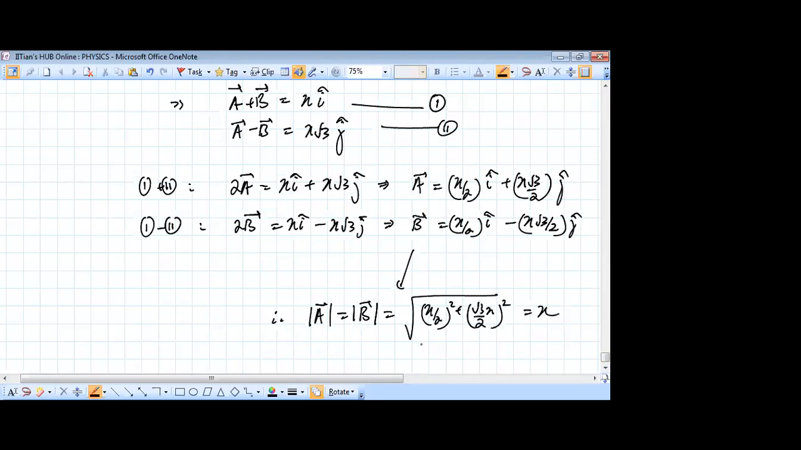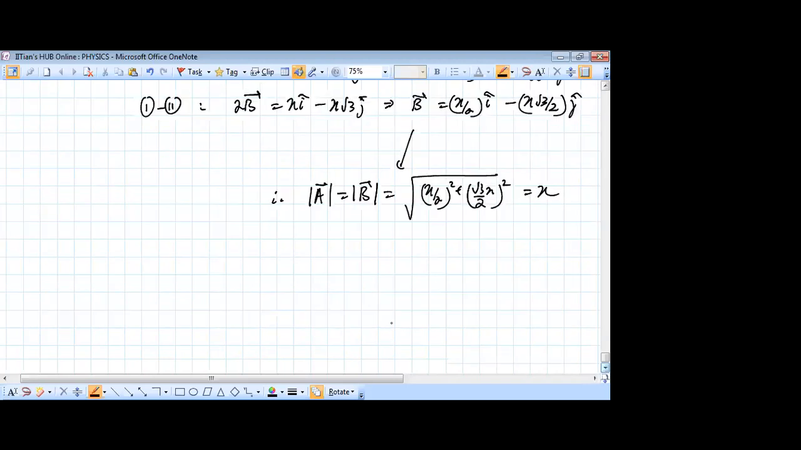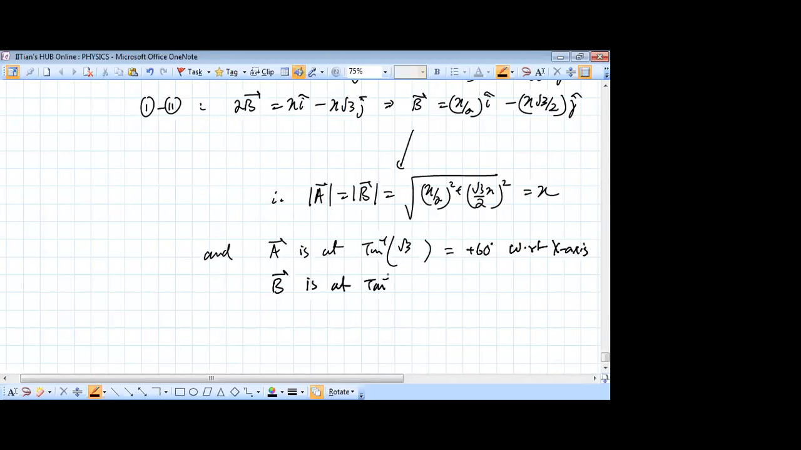That is equal to x. And you can see that A is at tan inverse root 3 by 1, that is equal to tan inverse root 3, that is equal to plus 60 degrees with respect to x axis. Whereas B is at tan inverse minus root 3 in quadrant 4. So that is minus 60 degrees or 300 degrees with respect to x-axis.